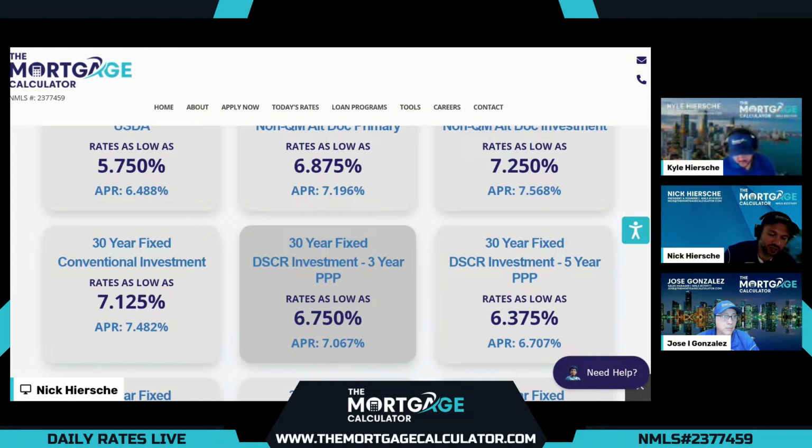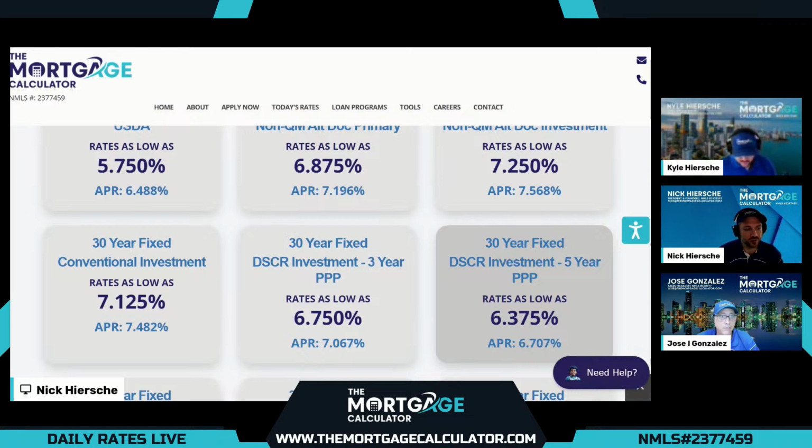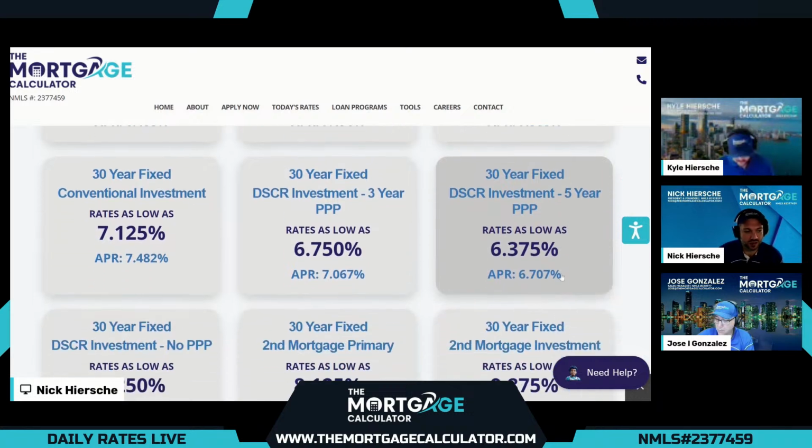The first option here is a 3-year prepayment penalty, which is pretty standard for DSCR. So a standard DSCR program comes in at 6.75. Final APR 7.067, which smokes conventional. Absolutely amazing. And we can sweeten the deal with some of our programs and add a 5-year prepayment penalty. Rates as low as 6.375, final APR 6.707, which really improves from conventional.